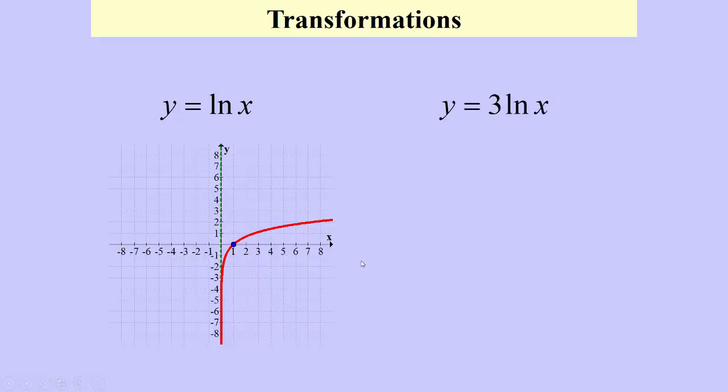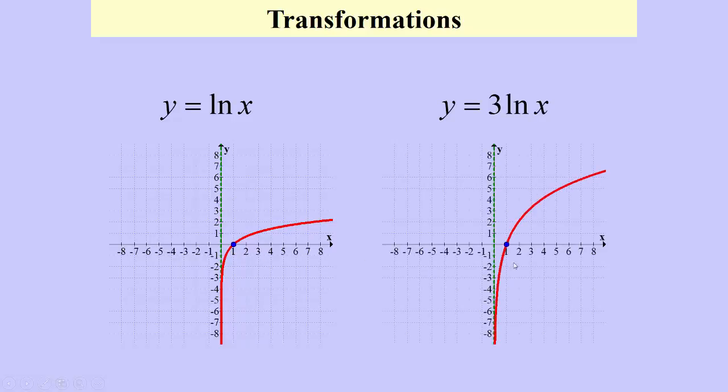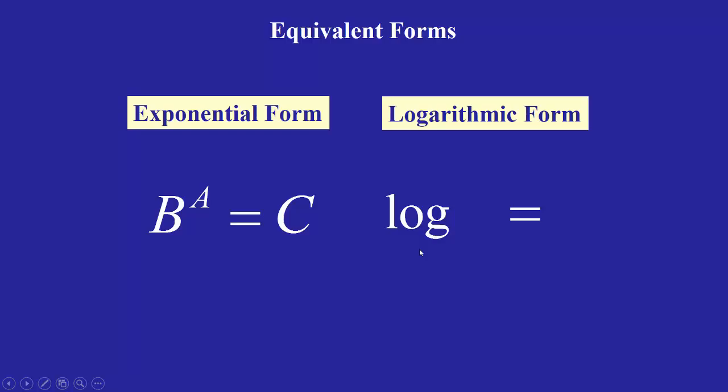Here's the graph of 3 times ln of x. That's the same graph, but stretched vertically. The dot stays the same, and the other lines are going to get farther apart.